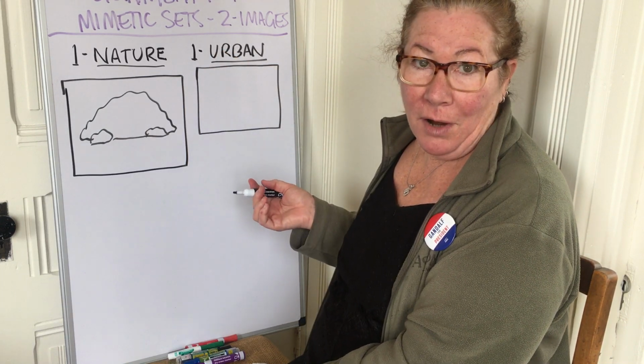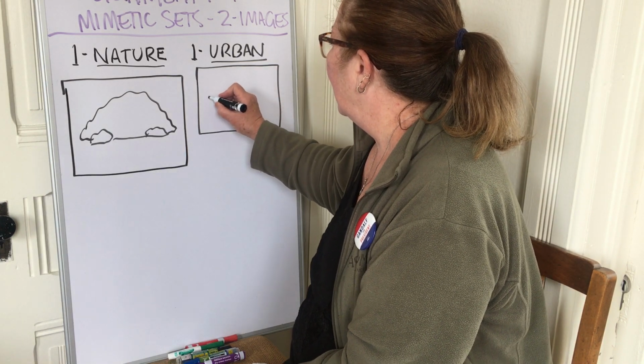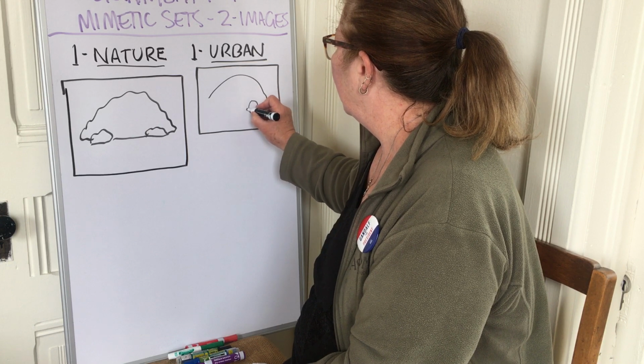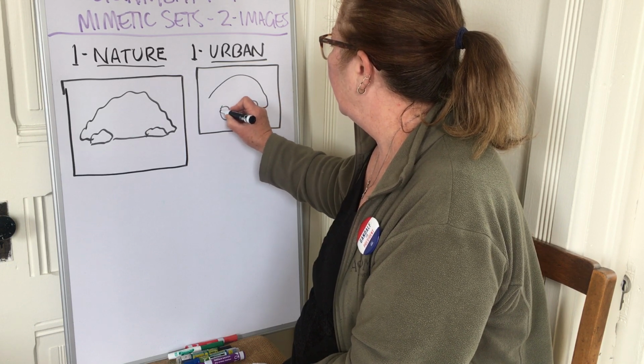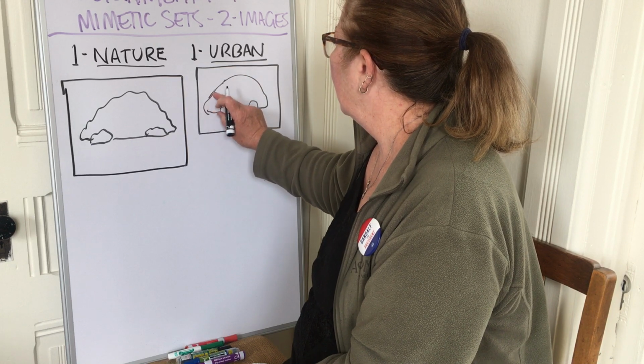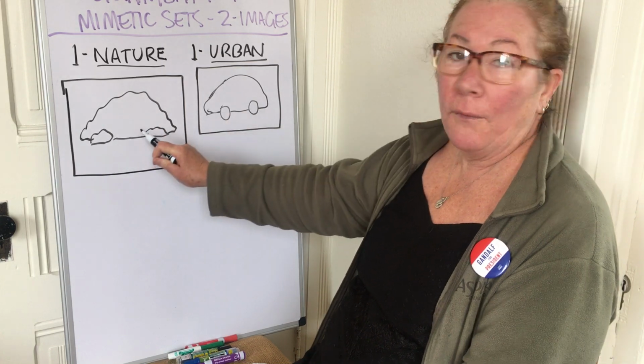Can you guess what type of car it was? Well, if you didn't guess, I'm going to tell you. Right? So she found a Volkswagen Bug, a Volkswagen Beetle. And it looked a lot like the rock formation.